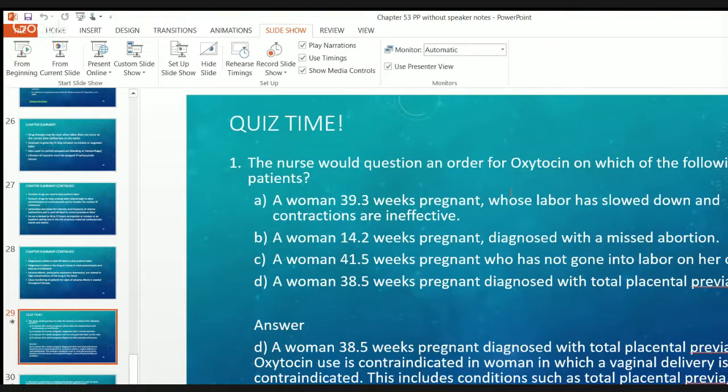But when we look at D, this woman has a total placenta previa. So for this woman, it is contraindicated, as we can see, because she's supposed to get a cesarean section. It's actually a contraindication, so we would not want to put this woman in labor in this situation.